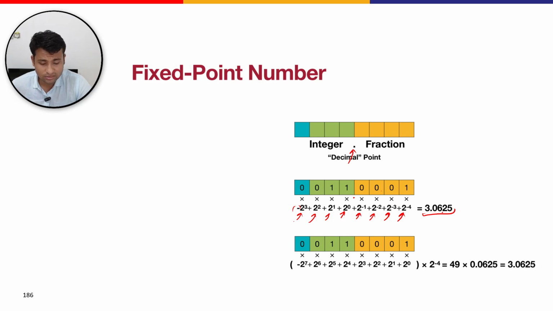Another way to get this number is to take it as it is, like an int number, and do the calculation from there. But then you scale it by multiplying by 2 raised to the power minus 4, coming from where the fixed point is. So this is how the computer calculates this 3.0625. This is a much more efficient way of calculating.